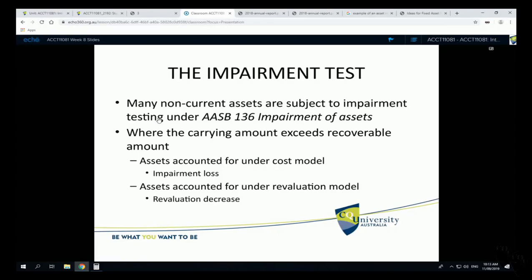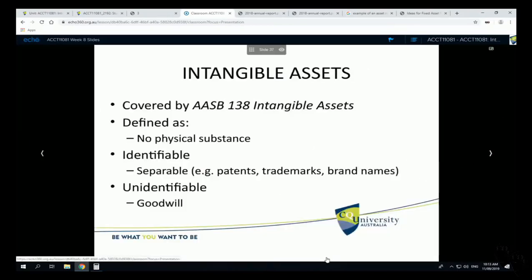Anyway, so we have a number of tests. We test each asset for impairment. If we find that the carrying amount exceeds the recoverable amount, we have to impair that asset. We have to write it off. It results in an impairment loss or a revaluation decrease if we're accounting for the assets under the revaluation model. Okay, so we have to write them down. And impairment is a lovely topic.